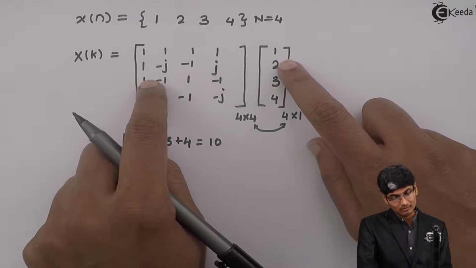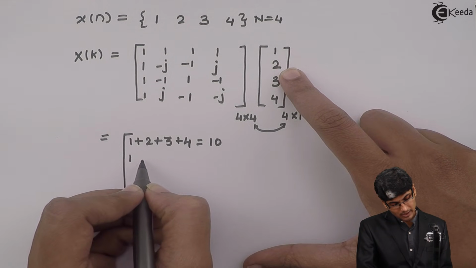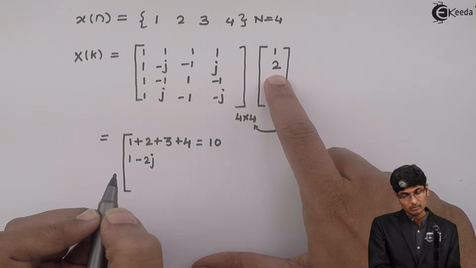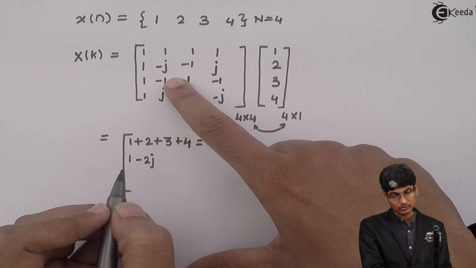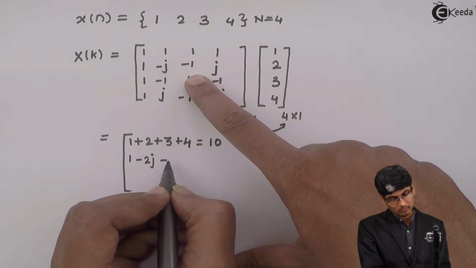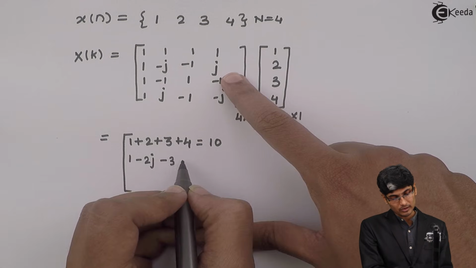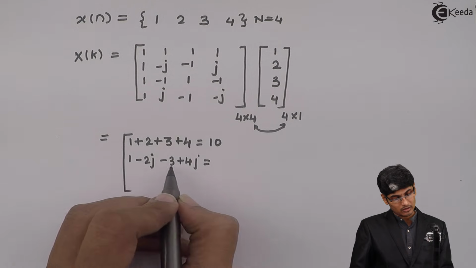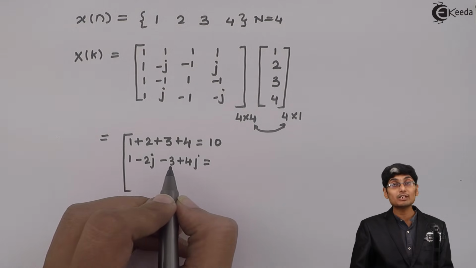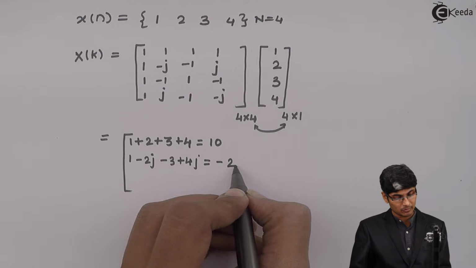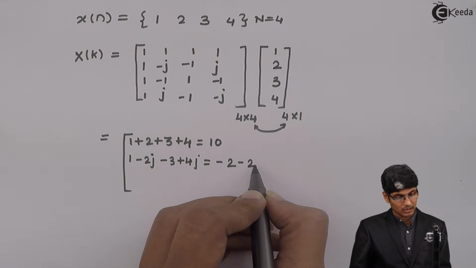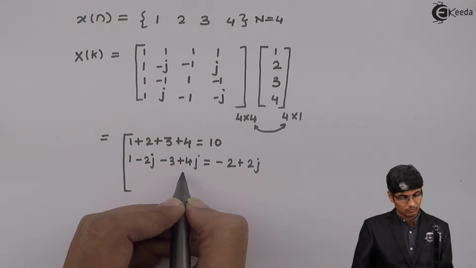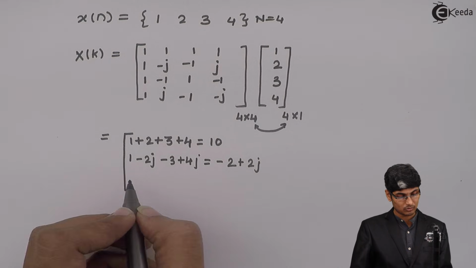Next, we will have 1 plus, with this as minus 2j. When I multiply 2 with minus j, it becomes minus 2j. Then I multiply 3 with minus 1, it is minus 3. 4 with j becomes plus 4j. The real terms will be added together and the imaginary terms will be added together. The real terms addition will give me minus 2 and the imaginary term will give me plus 2j, because 4 is positive over here. So minus 2 plus 2j.